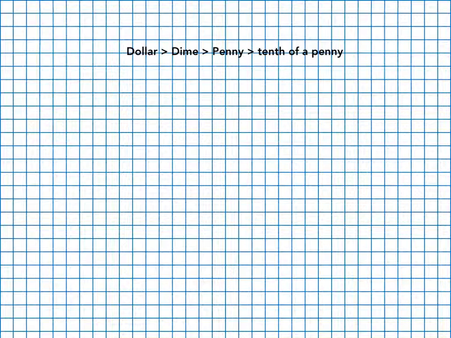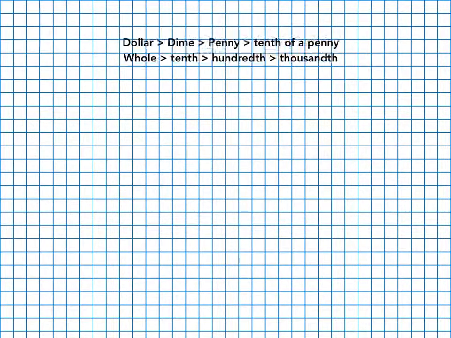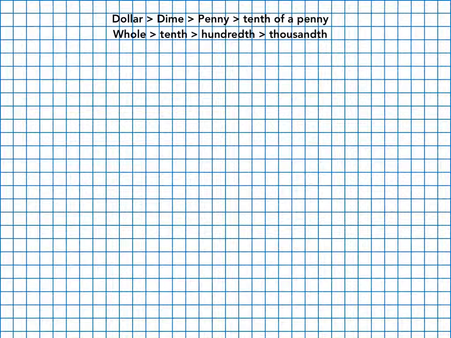A dollar is greater than a dime, is greater than a penny, is greater than a tenth of a penny. Now, if we put this into the mathematical part, then we're talking about a whole number is greater than a tenth of a number, which is greater than a hundredth, which is greater than a thousandth. This is a relationship that we should work on. Dollar, dime, penny, tenth of a penny; whole, tenth, hundredth, thousandth, and they're going to go decreasing. So let's look at a few more examples here.